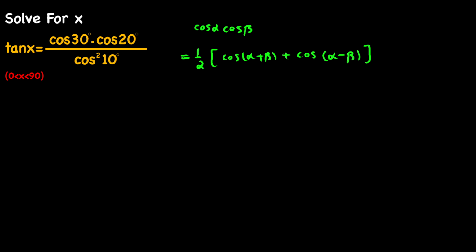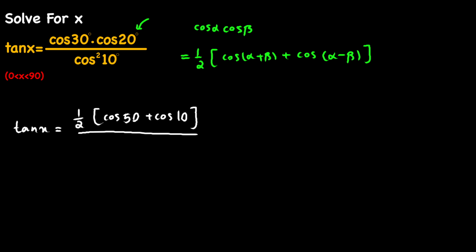Now, if we apply this formula for the top of our fraction, we will have tangent of x equals 1/2 of cosine of 50 plus cosine of 10, all divided by cosine squared of 10. Now, notice that cosine of 50 degrees is equal to sine of 40 degrees because 50 degrees and 40 degrees are complementary angles. So let's go ahead and replace this with sine of 40 degrees.